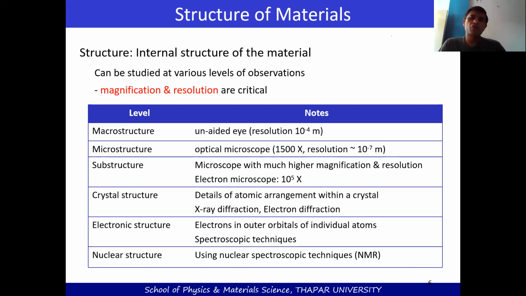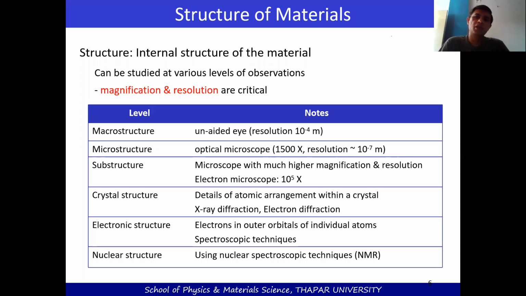Again, there is a set of tools with which one can achieve this information. The tool is called nuclear spectroscopic techniques, or NMR. In this course, again, our focus will not be on the nucleus, so we will no longer discuss the nuclear structure of the material. If you are interested in understanding the nuclear structure, you have to take an advanced course on nuclear physics.